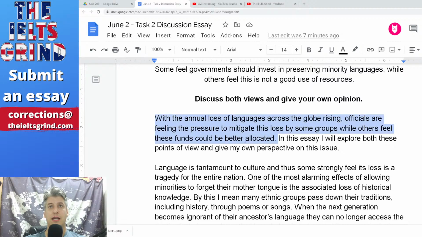So what I've done is I've explained the big topic. Officials are feeling the pressure. This is referring to the government. Annual loss of languages is the idea that we're talking about languages, minority languages. And I've also got the idea that it's opposing ideas. Some people think this, some people think something else. This is important to set up my next sentence, where I just give my thesis. I will talk about both these points of view, and I will give my own opinion.